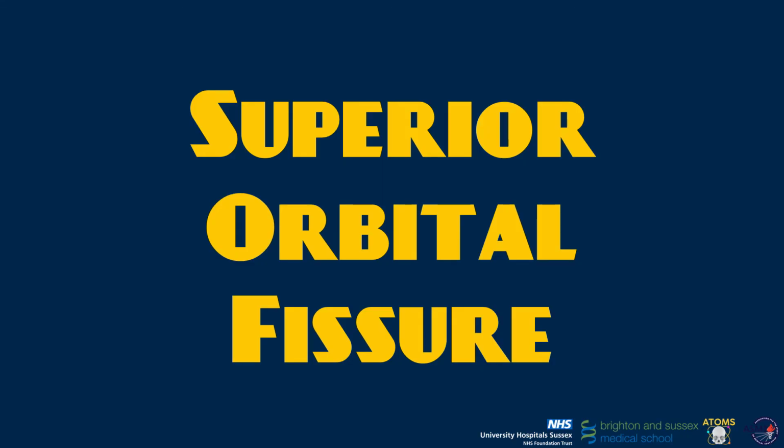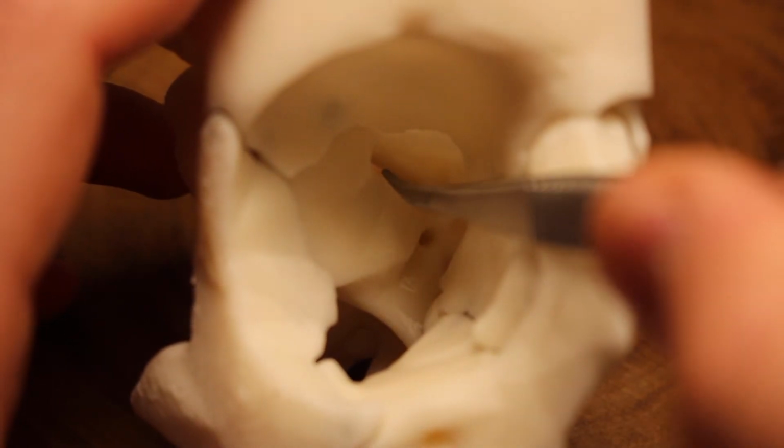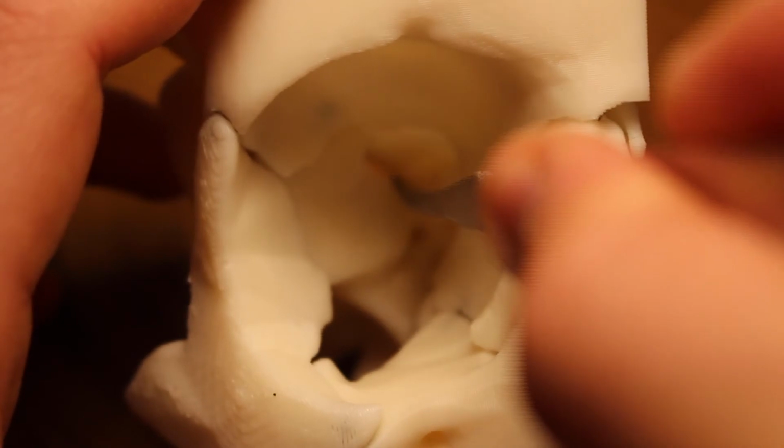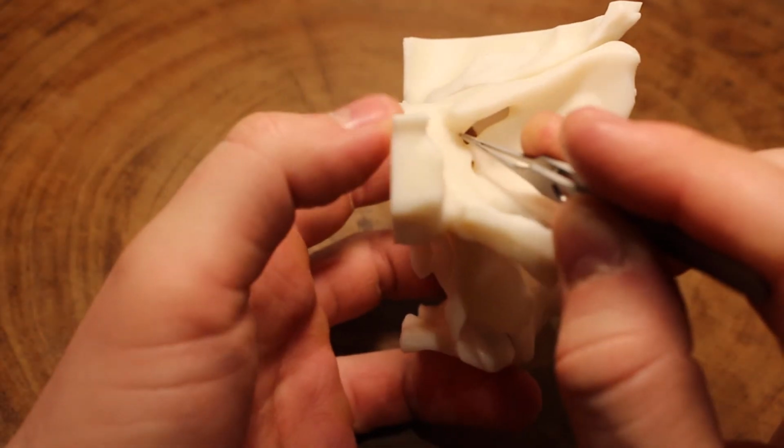The superior orbital fissure. The superior orbital fissure is a bony cleft that is found near the orbital apex and divides the lesser and greater wings of the sphenoid. It provides communication between the orbital cavity and the middle cranial fossa.